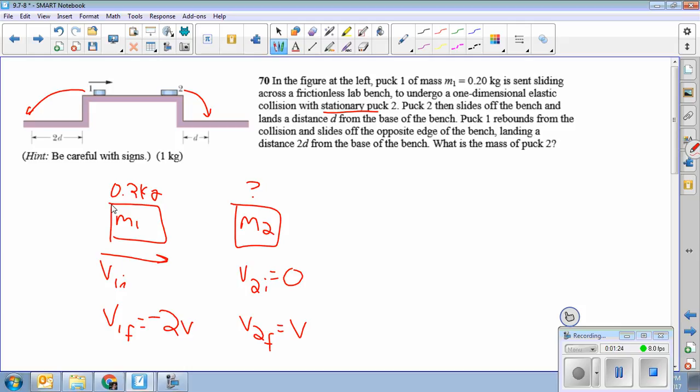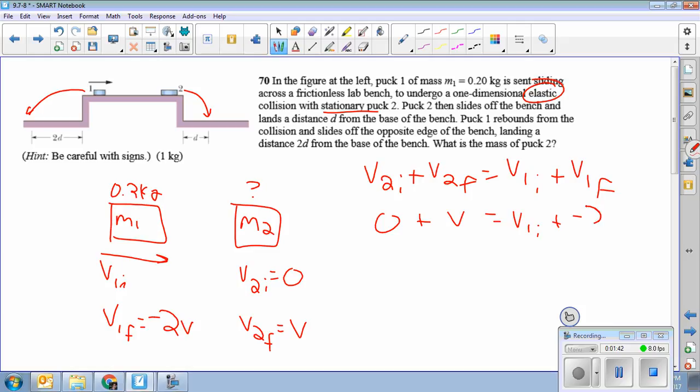Okay. So now, because I know that the collision is elastic, what we can do is this. I know that V2 initial plus V2 final is equal to V1 initial plus V1 final, right? In other words, 0 plus V equals V1 initial plus negative 2V, just by plugging in my numbers from down here. So if I add 2V to both sides, I find out that V1 initial is 3V. So now all we have to do is this.